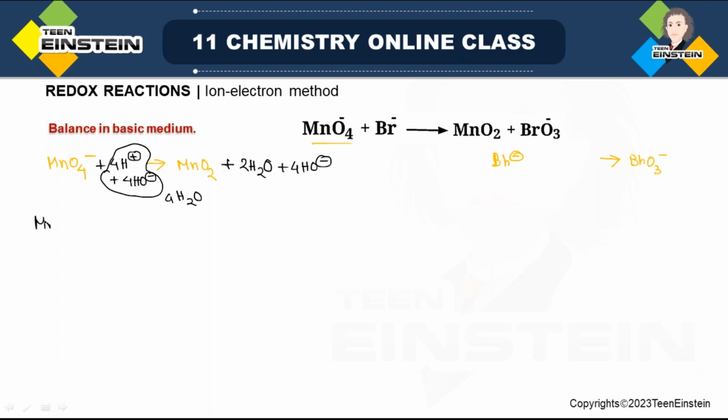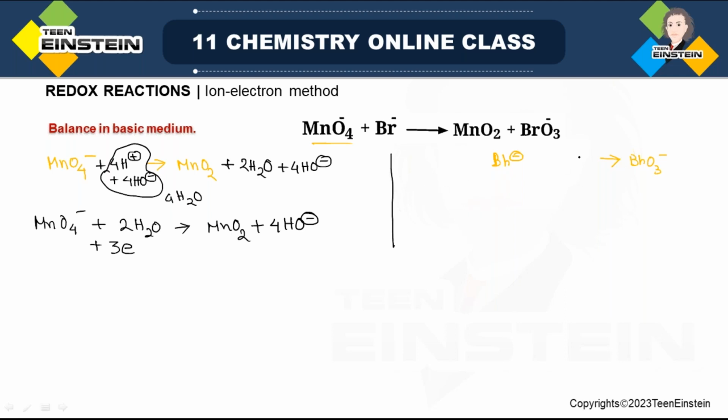So ultimately the equation will be MnO4 minus plus 4 water, 2 water on the other side, MnO2, 4HO minus. Now here the total negative charge on the right hand side is 4 negative, but single negative on the left. So here I will write 3 electrons. And as it is reduction, you will always see electrons on the left hand side, as if MnO4 minus is gaining this electron and is converted to MnO2. So this is one equation.